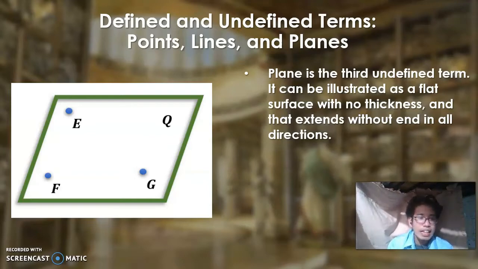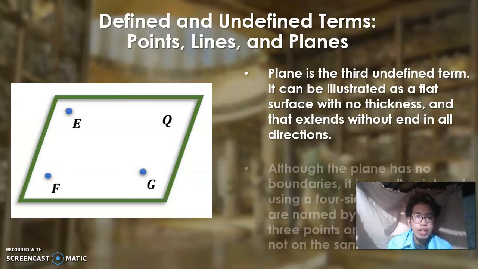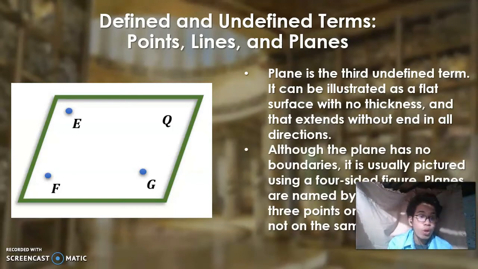It also means that it extends in all directions, so there could be no boundaries in this figure. There's no specific thickness, but it extends in all directions. We named that plane Q, or we can also name it plane EFG. Although the plane has no boundaries, it is usually pictured using a four-sided figure, like a rhombus or a square. Planes are named by a capital letter, like plane Q, or by 3 points on the plane that are not on the same line, like plane EFG.